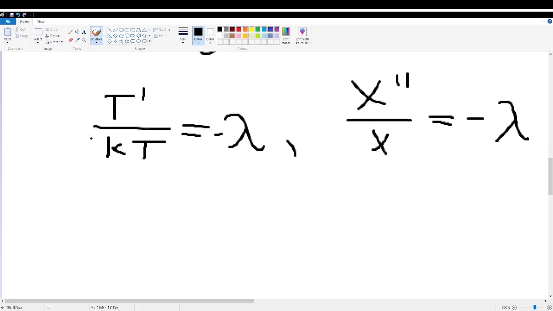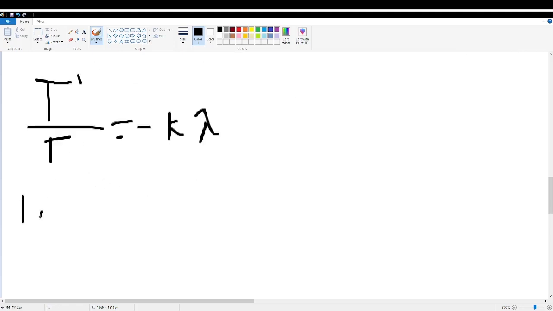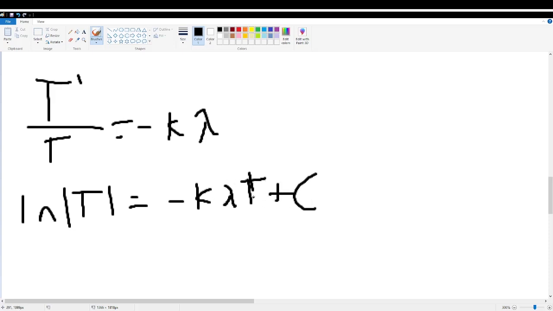But for convenience, let's take a look at this one first. We'll solve this as a separable equation. So if you take a look, we can multiply both sides of that one by k, so T prime over T is equal to negative k lambda. If you take the integral of this side, you get natural log of T, always remember your absolute value signs, is equal to minus k lambda t. What are we forgetting? Plus c. Never forget your plus c. This is supposed to be a t.